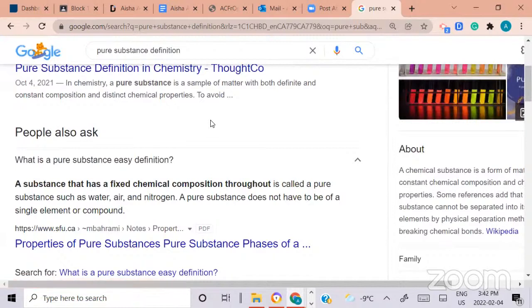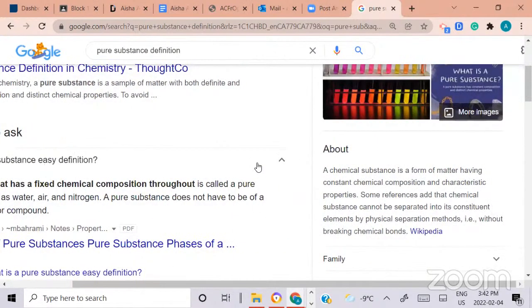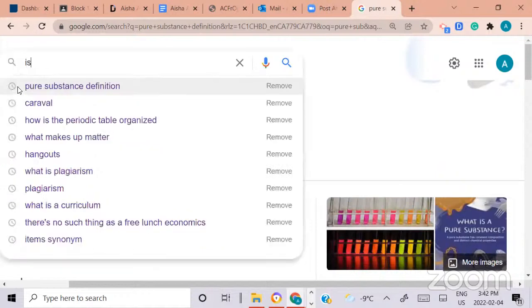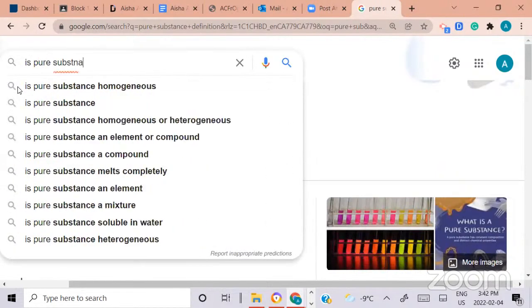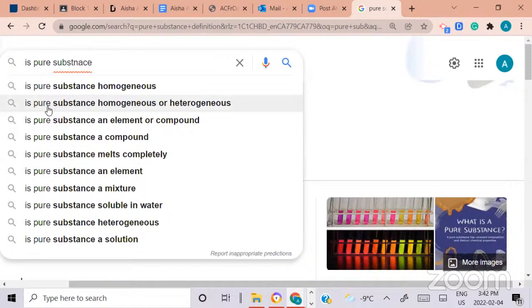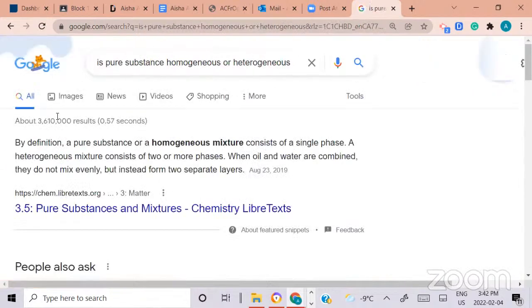Okay, so a pure substance does not have to be a single element or compound. It is called a pure substance, such as water, air. Okay, what does it say on the right? Is a pure substance heterogeneous? I'm pretty sure it's homogeneous, which is why I'm confused. Okay, it's a homogeneous mixture, right?